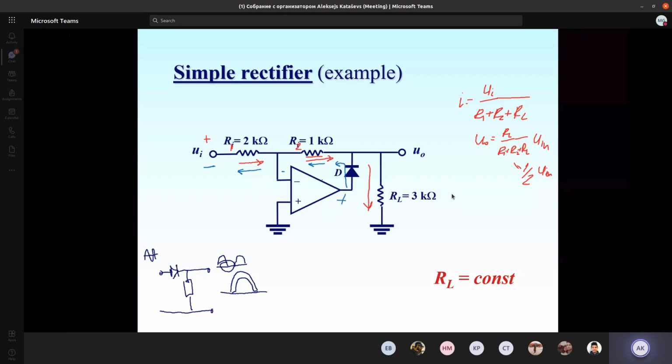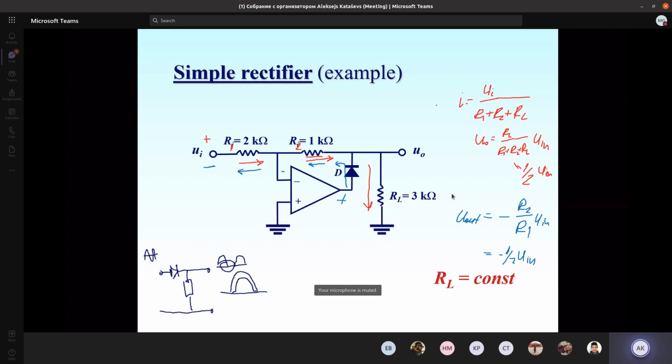And for this inverting amplifier, U out will be minus R2 divided by R1, times U in. As we see, R2 and R1 are selected to have a gain of 1/2. It will be the same 1/2 of U in, but with a minus.